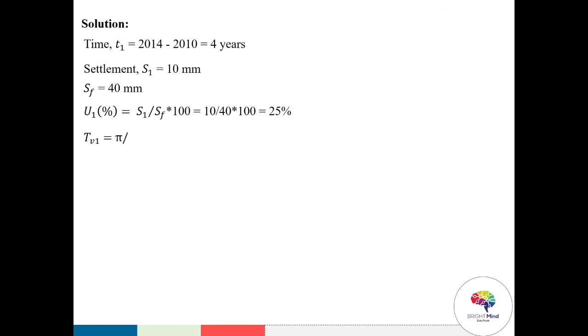Now we know the time factor corresponding to this degree of consolidation will be expressed as pi by 4 into U1 square.